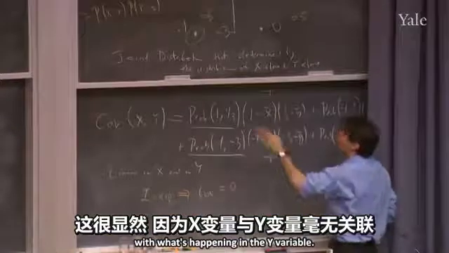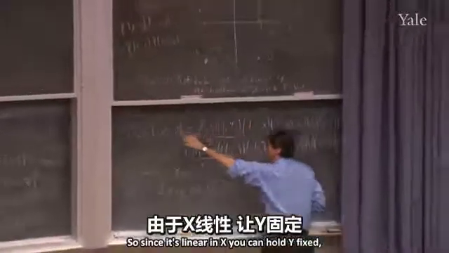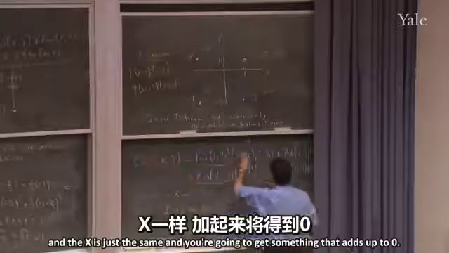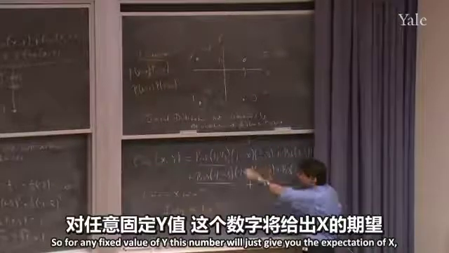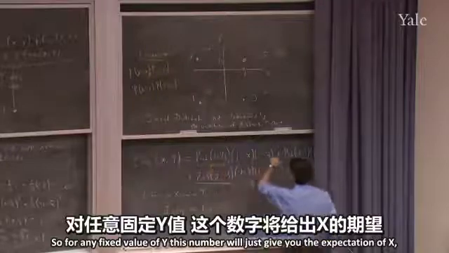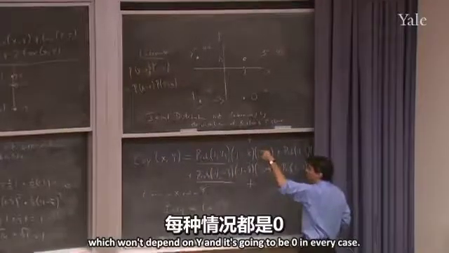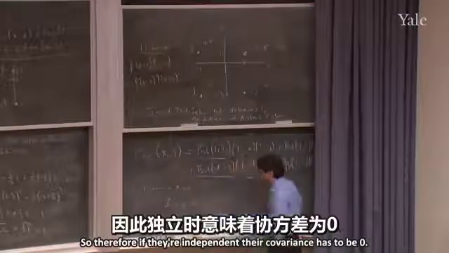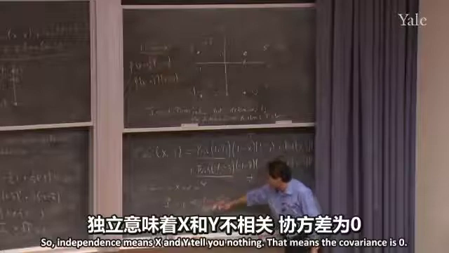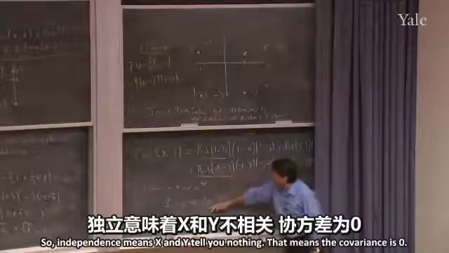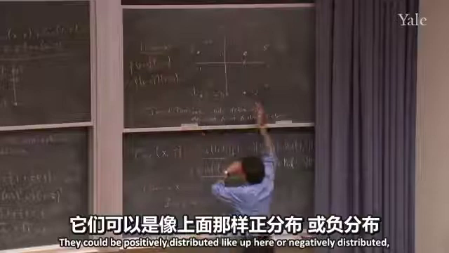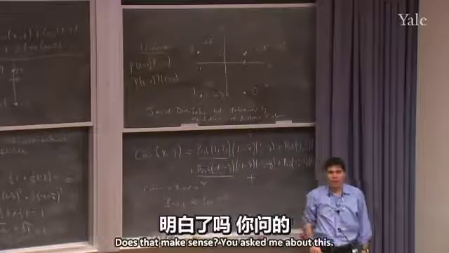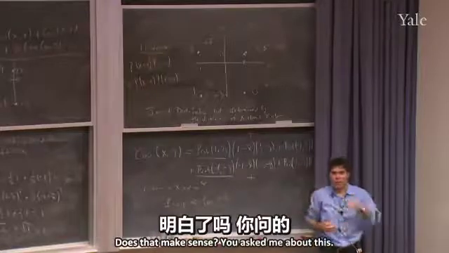Okay, and that's obvious because what's happening in the x variable has got nothing to do with what's happening in the y variable. So since it's linear in x, you can hold y fixed, and the x is just the same, and you're going to get something that adds up to 0. So for any fixed value of y, this number will just give you the expectation of x, which won't depend on y, and it's going to be 0 in every case. So therefore, if they're independent, the covariance has to be 0. Okay, so independence means x and y tell you nothing. That means the covariance is 0. They could be positively distributed like up here or negatively distributed, either way you want to do it. Does that make sense? You asked me about this.